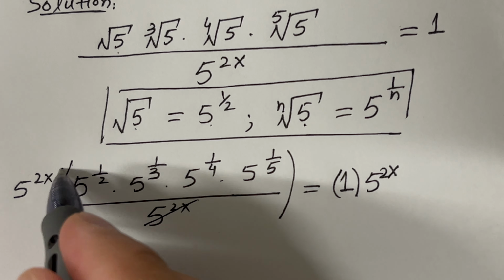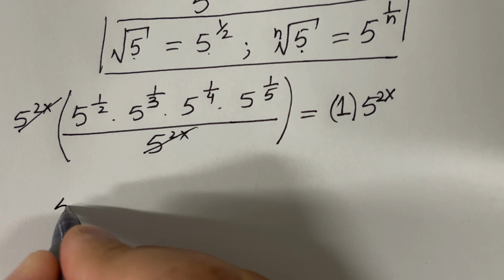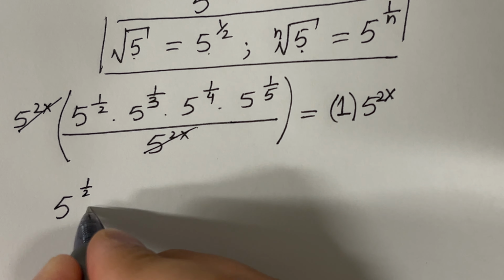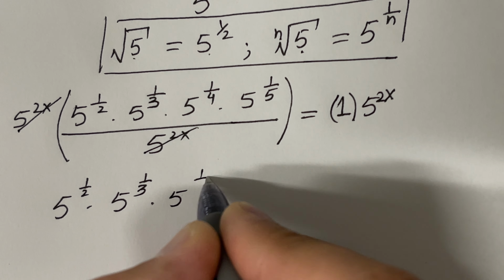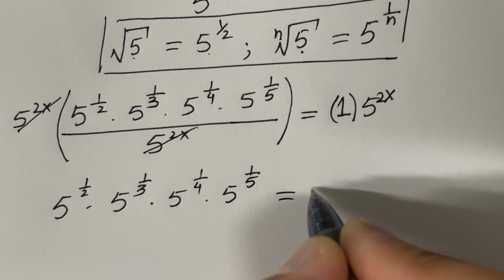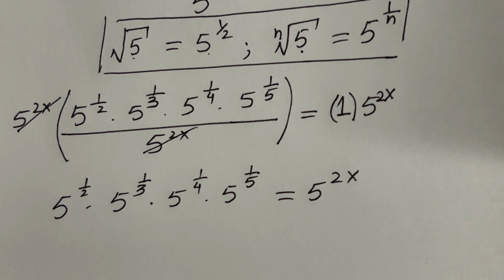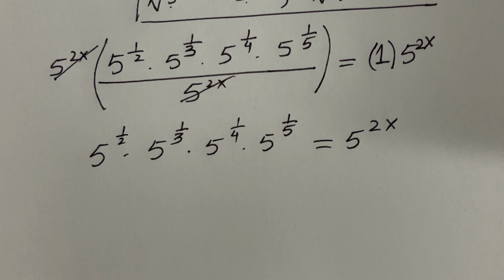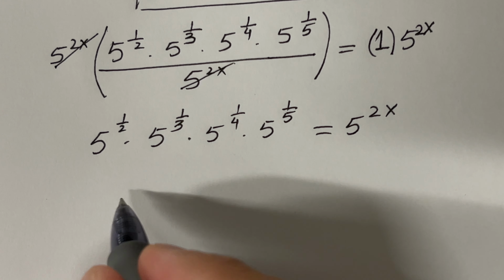So these will cancel, so the left hand side will be equal to 5 raised to the power 1/2 times 5 raised to the power 1/3 times 5 raised to the power 1/4 times 5 raised to the power 1/5, and the right hand side will be 5 raised to the power 2x. So far so good. Now let me rewrite another property.